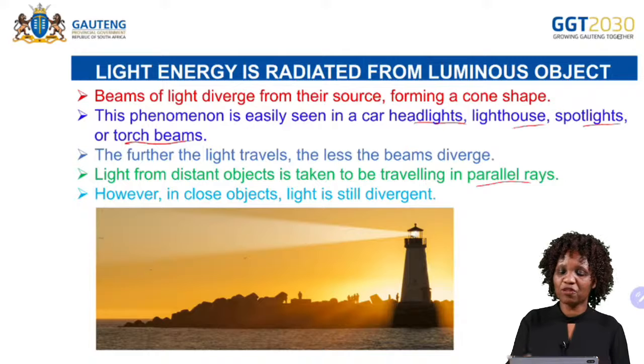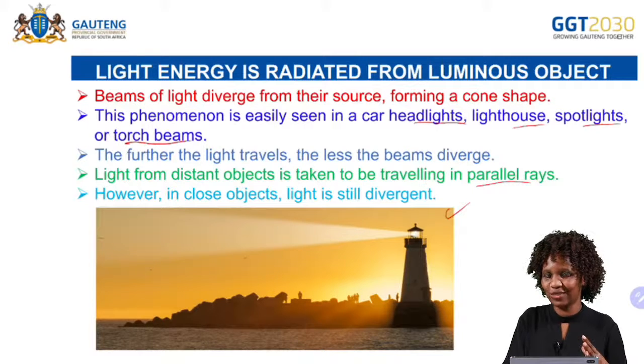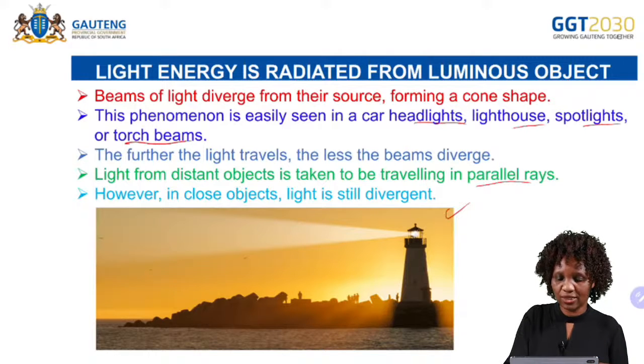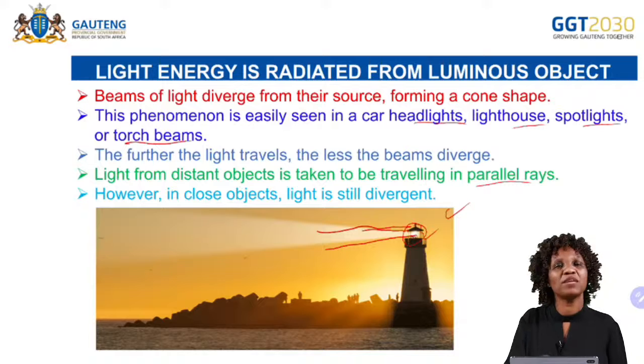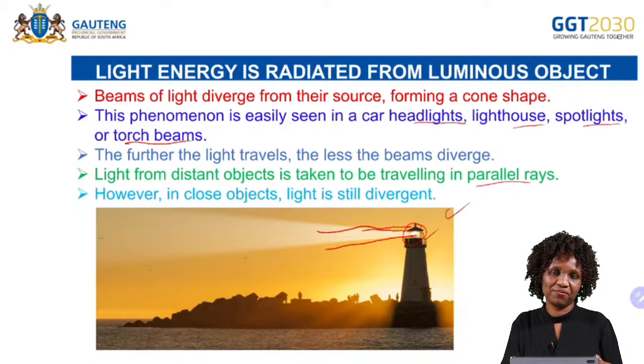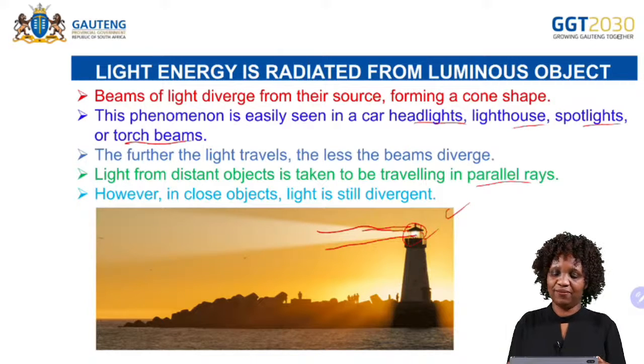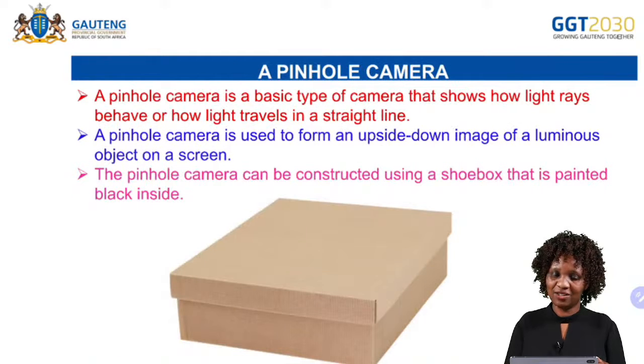For example, we've got a lighthouse here. You can see this picture, grade 8. This is a lighthouse. And then why are we saying light is divergent? This is the source. Here, this is the source of light. And you can see light diverging and forming a what? It is forming a cone shape. Okay. That's how it is traveling.